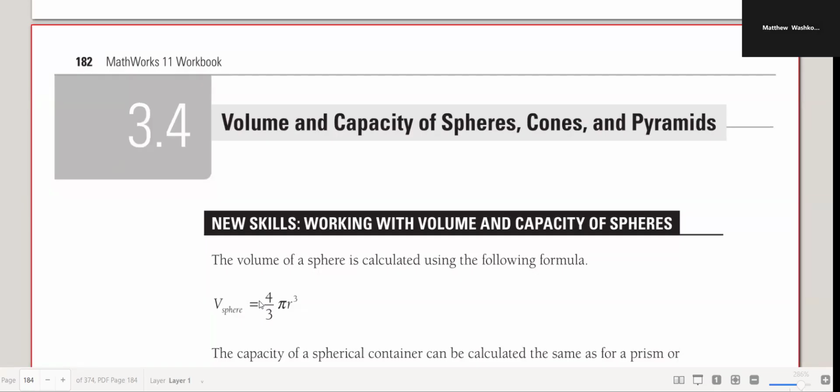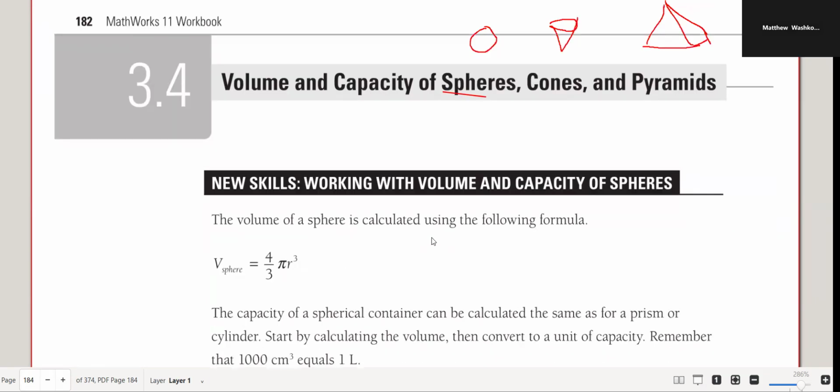Okay, folks, and the final part of Unit 3, which is volume and capacity, but this time of spheres, cones, and pyramids. So it's done the exact same way, right? Find the formula, plug the numbers in, and solve. It's done the exact same way as before. We just have some different formulas.